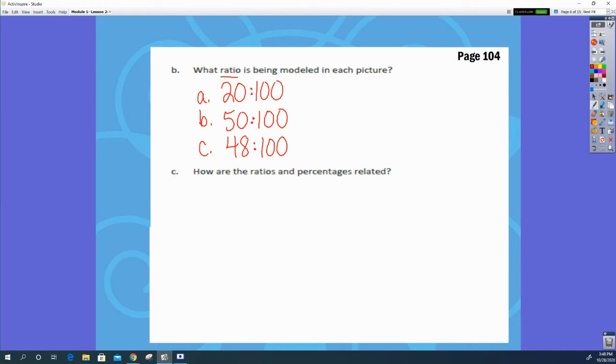On C, how are the ratios and percentages related? Well, what do you notice about your ratios and your percentages? Both are scaled out of 100. Out of a full 100.